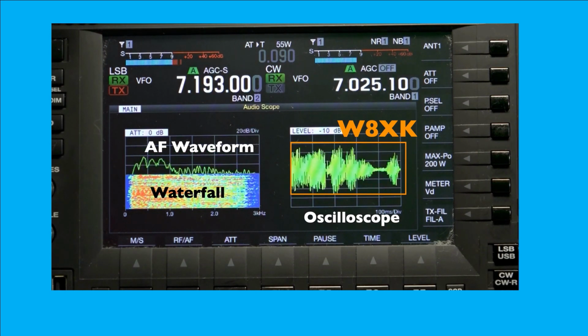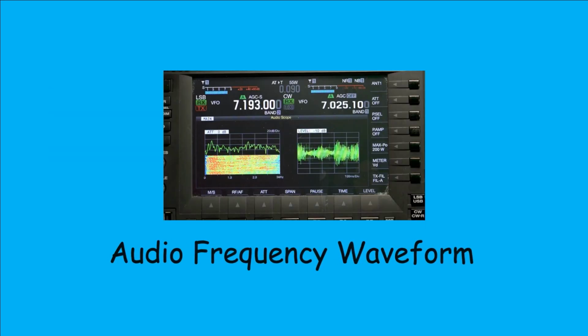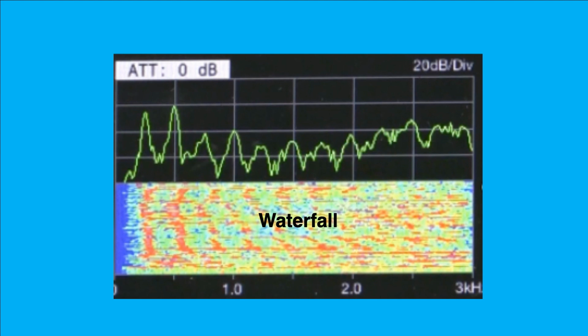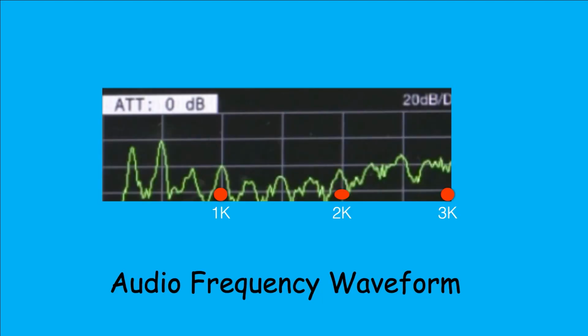Now, to me, the oscilloscope is subtle. It tells you a lot, but it doesn't blare it. You have to read it. You have to look for the visual nuance of the changes in the signal. Let's move on to the audio frequency waveform. The AF waveform is typically found with the waterfall, as they both tell us different yet complementary information. And these are both graphs of the demodulated audio signal.